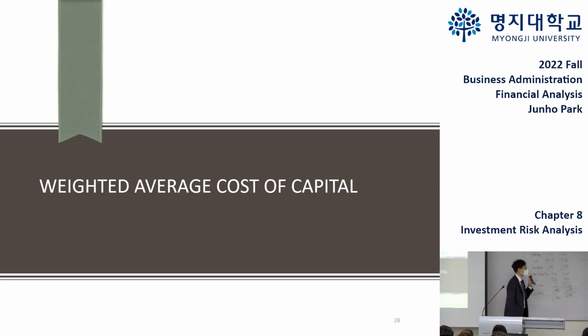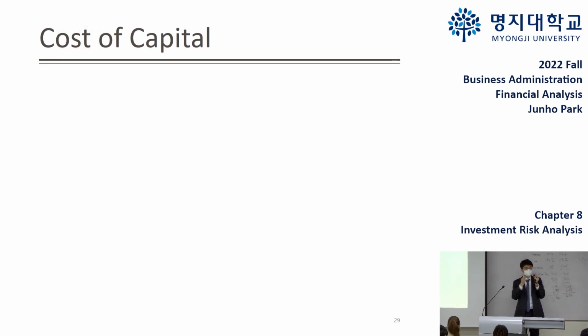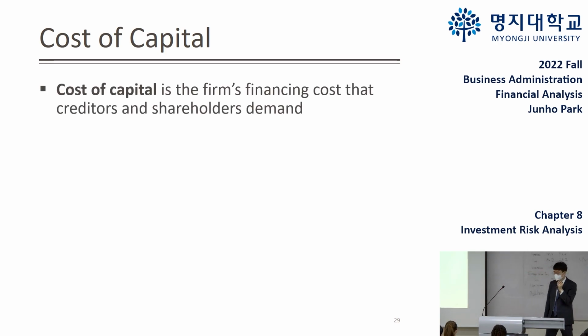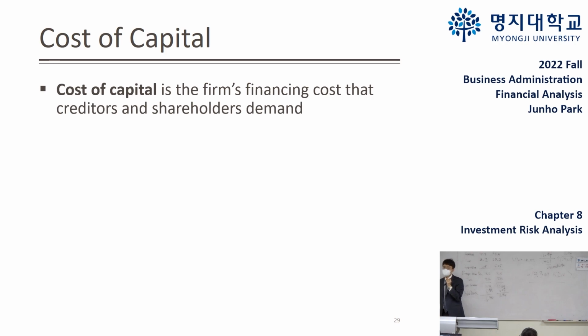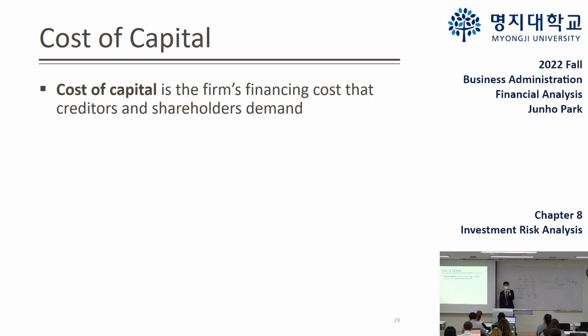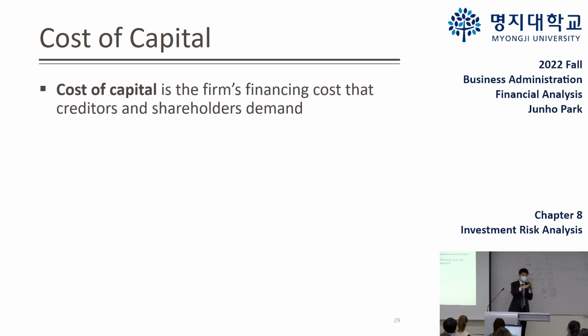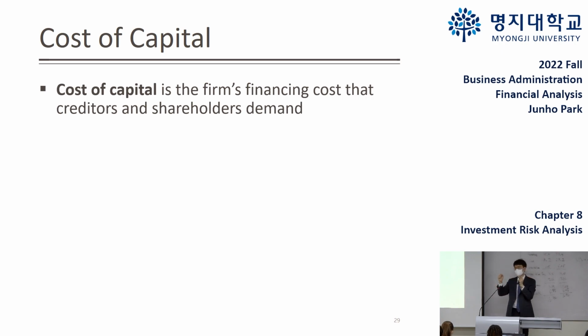So we were talking about the discount rate, and for the firm, we need to calculate the weighted average cost of capital. So what is the meaning of the cost of capital? The cost of capital is the firm's financing cost. And there are two types of investors for a firm: creditors, who are giving you the debt, and also the shareholders, who are giving you the equity.